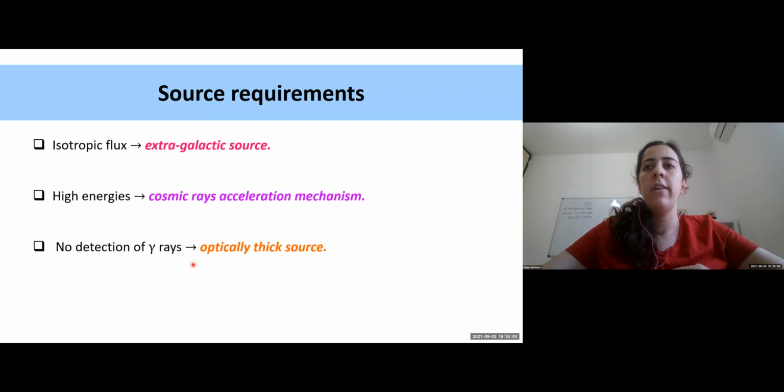So in order for a source to be considered a high energy neutrino source, it should fulfill these 3 requirements. It should be an extragalactic source in order to account for the isotropic flux. It should have a viable mechanism for the acceleration of cosmic rays to explain the neutrino energies, and it should be optically thick to gamma radiation to explain the non-correlation between the Fermi and the high energy neutrino flux.